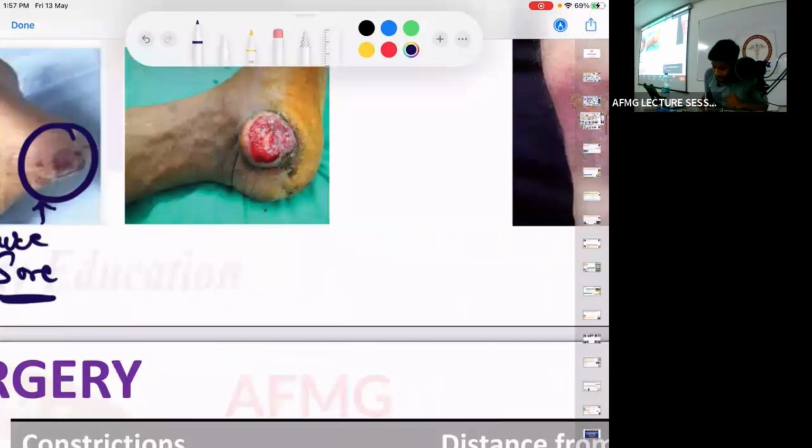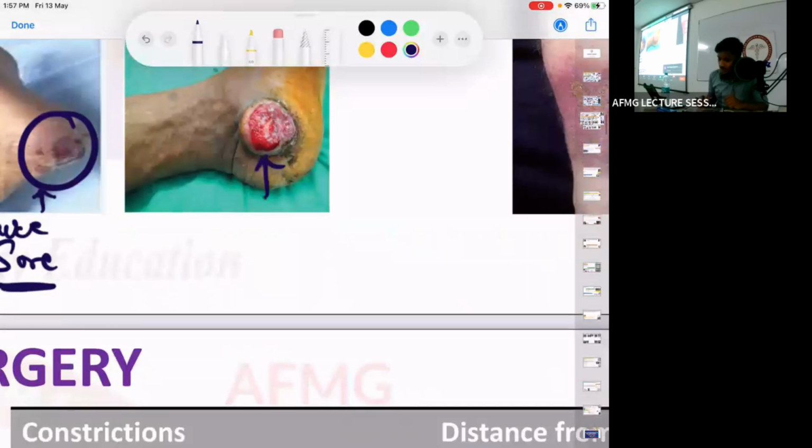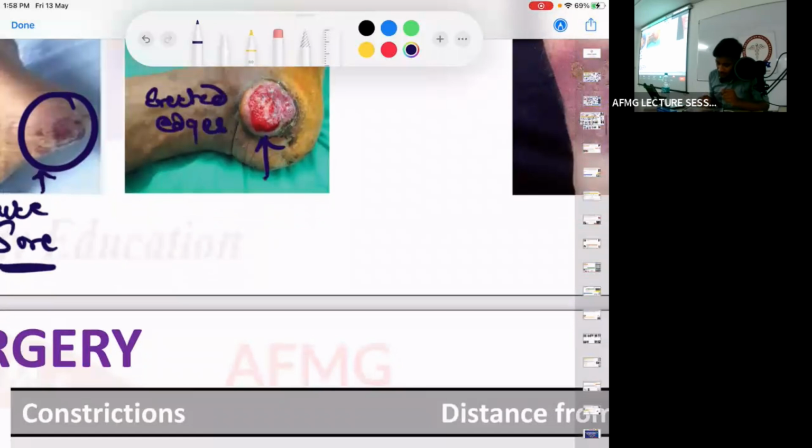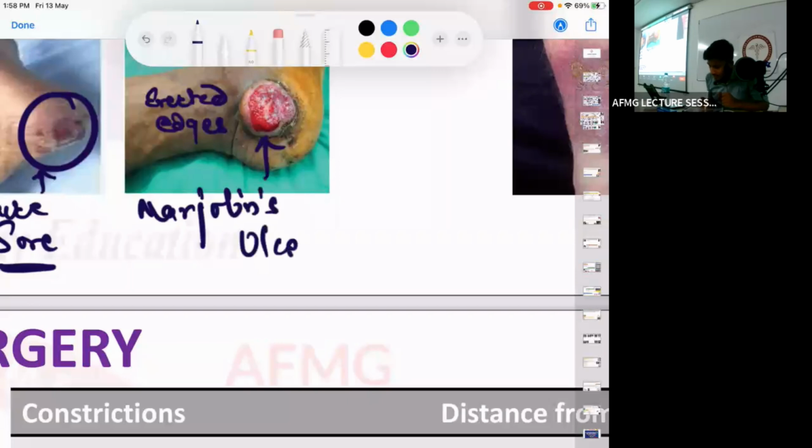And lastly, this ulcer came in an image. Which is this ulcer? Again at the level of medial malleolus. A gross ulcer having a healthy granulation tissue and everted edges. Okay, so there are everted edges, with healthy granulation tissue. Usually it is a marginal ulcer. Which kind of ulcer is this?